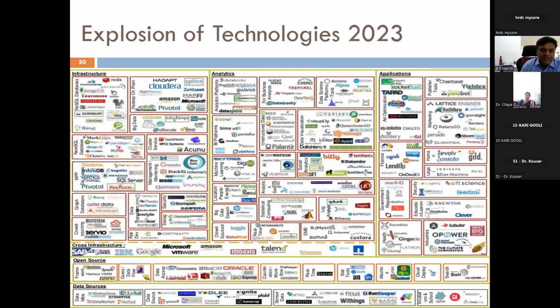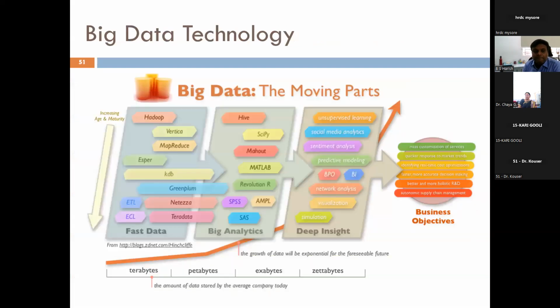There are so many additional technologies available, but you decide depending upon what type of data you are going to use and how this data can be used for your domain. It could be the commerce domain, education domain, etc. This is also called an explosion of technologies in the year 2023. So these are the moving parts.